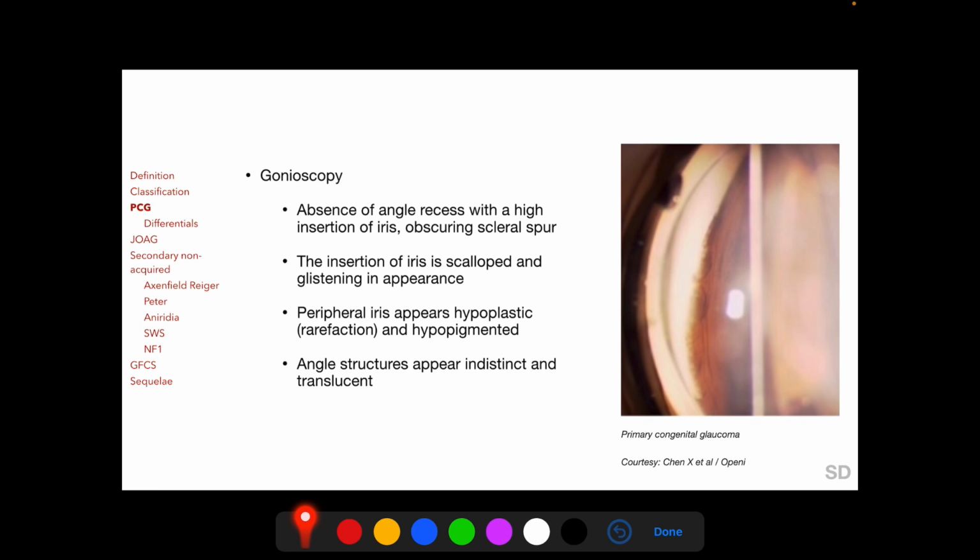The insertion of the iris appears scalloped, as seen in this photograph, and the peripheral iris appears hypoplastic and hypopigmented. The angle structures, particularly the trabecular meshwork, appear indistinct and translucent, and these two features, high insertion of iris and scalloped appearance of the peripheral iris, are important to remember.